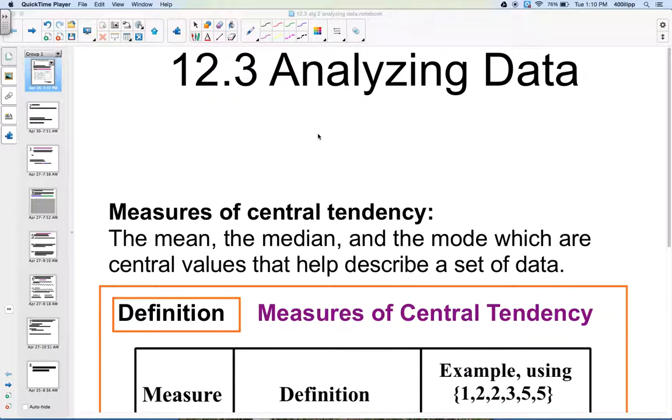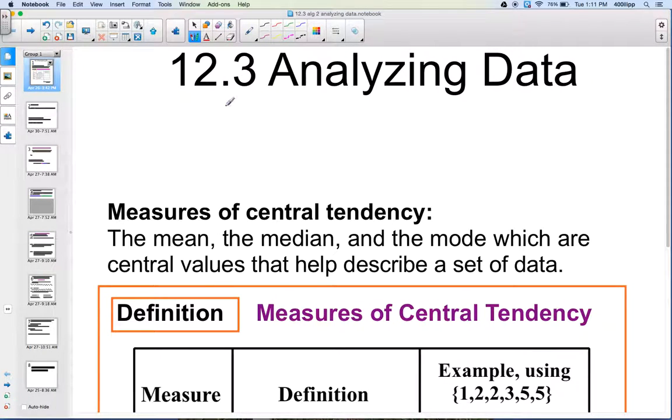Okay, today we are going over 12.3, analyzing data. So when we're analyzing data, we're going to be looking at what's called the measures of central tendency. And this might be a new term for us, but a lot of what we're going to be going over today shouldn't be very new. We should know it already.